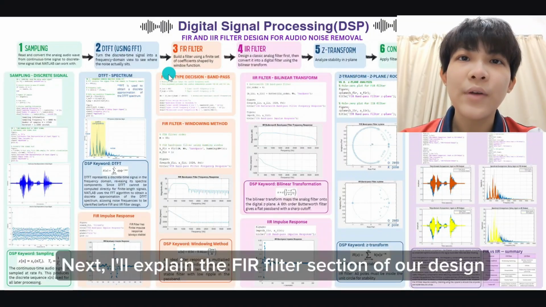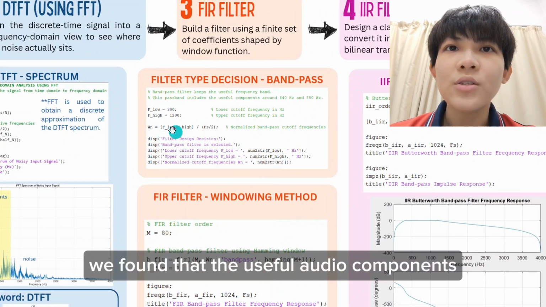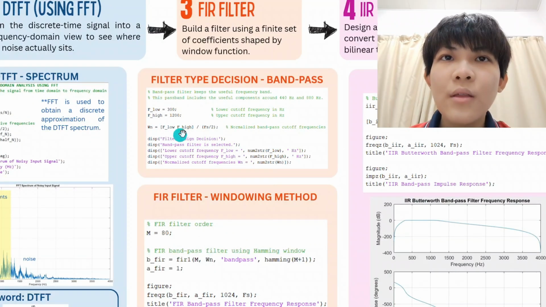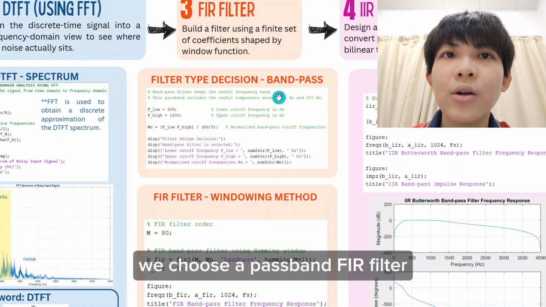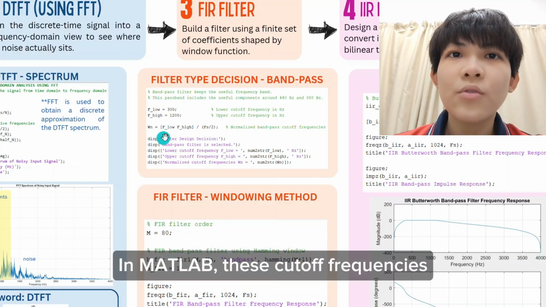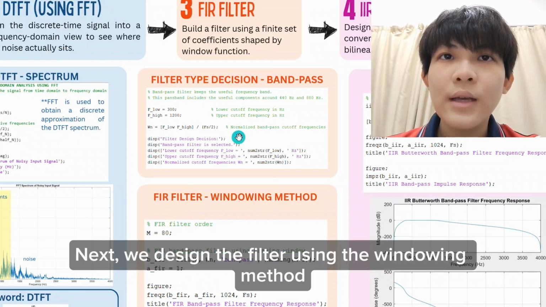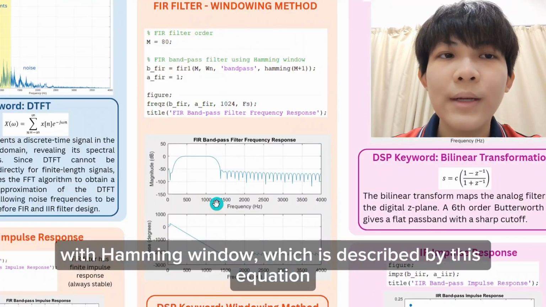Next, I'll explain the FIR filter section of our design. Based on the previous step, we found that the useful audio components are mainly between 300 and 1200 Hz. Therefore, to preserve this range and eliminate noise, we choose a bandpass FIR filter. In MATLAB, these cutoff frequencies are first normalized by dividing by the Nyquist frequency. Next, we design the filter using the windowing method with a Hamming window, which is described by this equation.